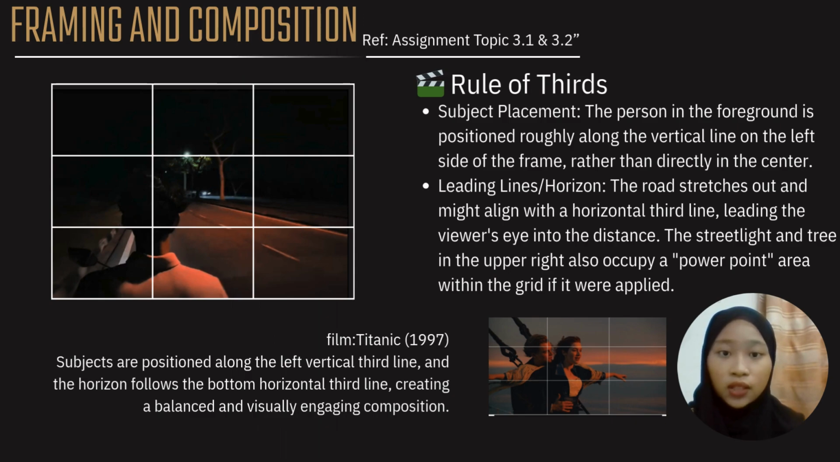The first technique we use is the rule of thirds. In this shot, the subject placement is clear. The person in the foreground is positioned roughly along the vertical line on the left side of the frame rather than directly in the center. The road in the background creates leading lines which guide the viewer's eyes into the distance. The straight line entry in the upper right also falls into a power point if we apply the grid, which enhances the visual interest.